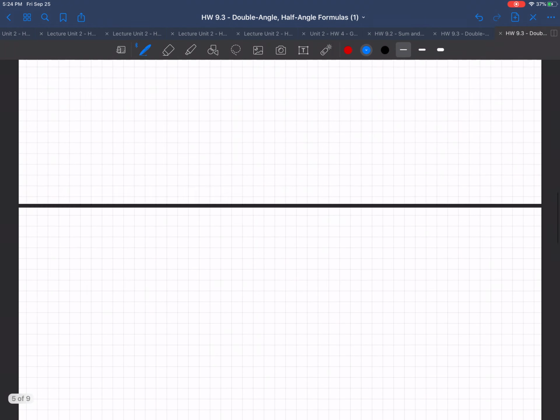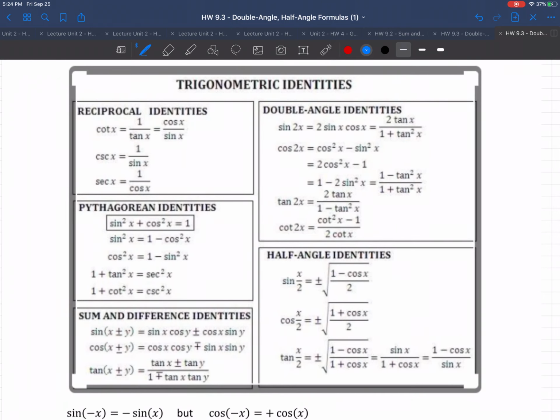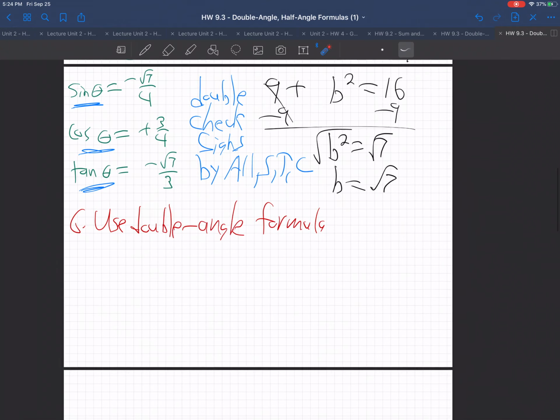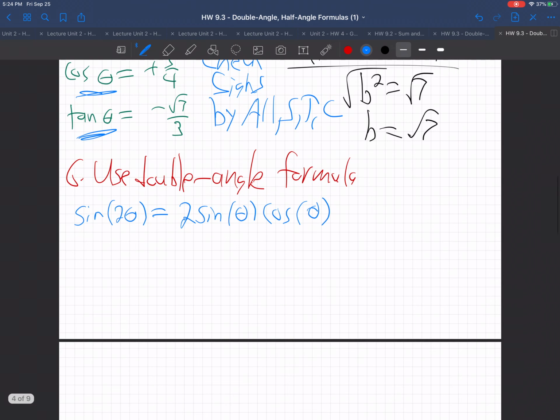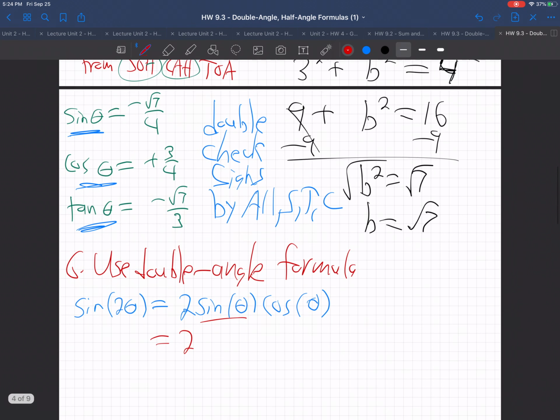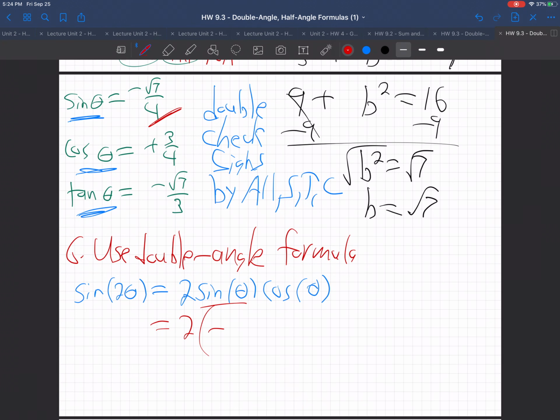Okay, so let's go down to the double angle formulas. If you go down to the formulas here, start with the sine. Sine of 2x, sine of a double angle, is 2 sine of the regular angle times cosine regular angle. So sine of 2 theta is going to be 2 sine regular theta cosine regular theta. So that's going to be 2. What's the sine of regular theta? Well, it's right here. That's negative root 7 over 4 times the cosine of regular theta, which is right here, positive 3/4.